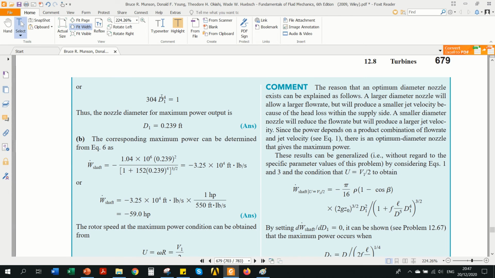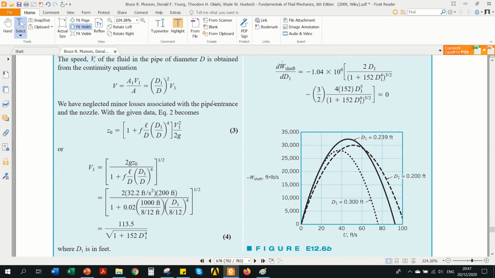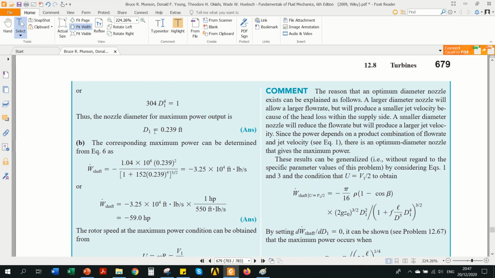So now from this equation, the nozzle diameter for which the power will be maximum can be calculated. We know that D1 is equal to 0.239 feet. Thus the nozzle diameter for maximum power output is 0.239 feet. We can also see from this figure right here that the maximum power is obtained at this blade speed at diameter 0.239. So this is one way we can see it from the plot, but we can also find it from the equation that was given to us for the power output.